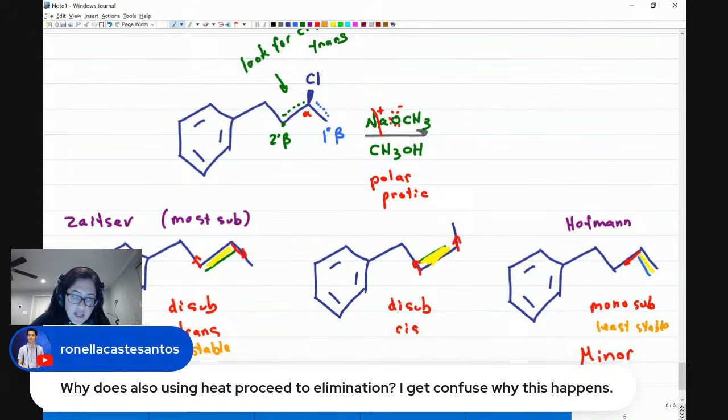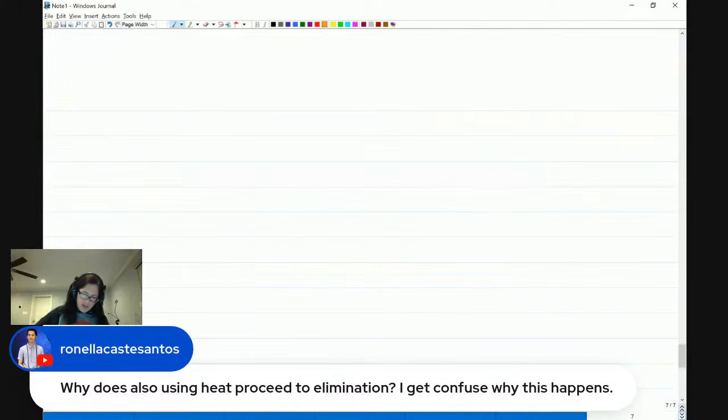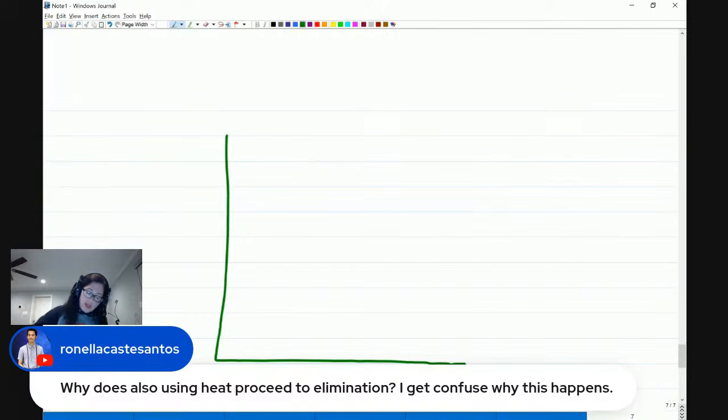Why does heat also proceed to elimination? I get confused. That is a very, very, very good question. We totally don't have time for this, but sure, why not? Let's talk about it. If I look at a molecule that can potentially undergo SN2 or E2.